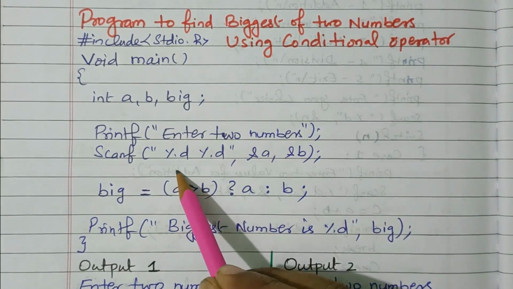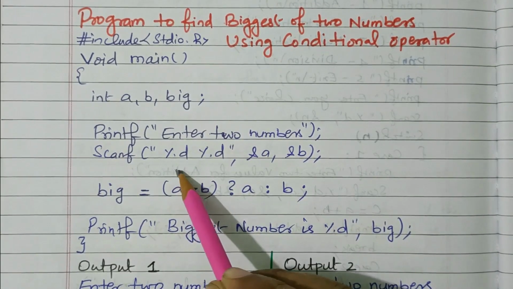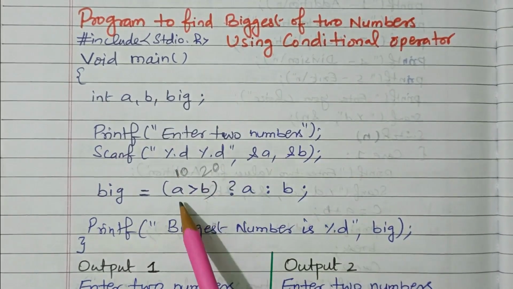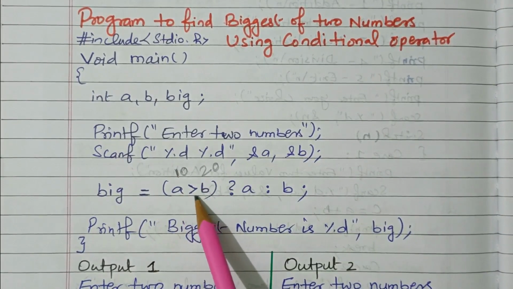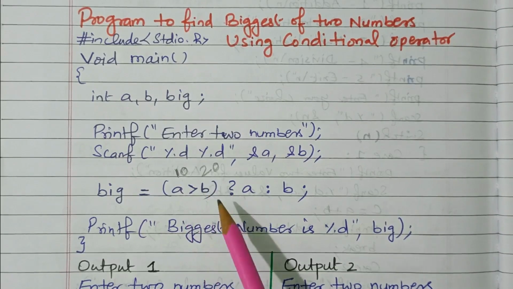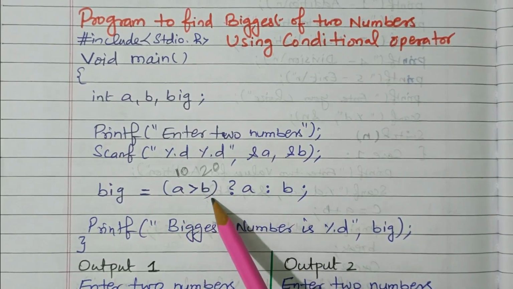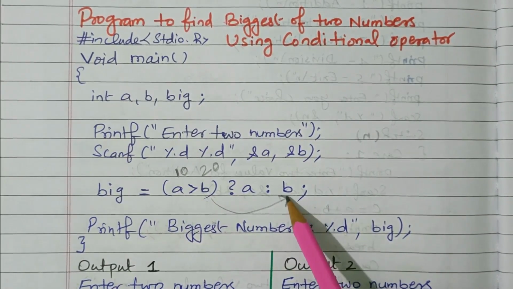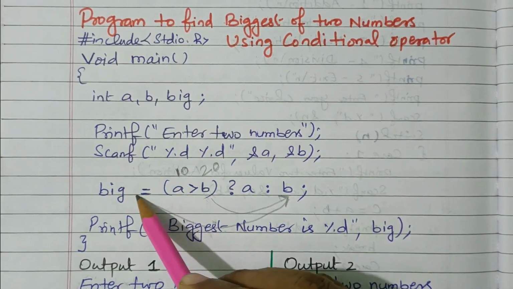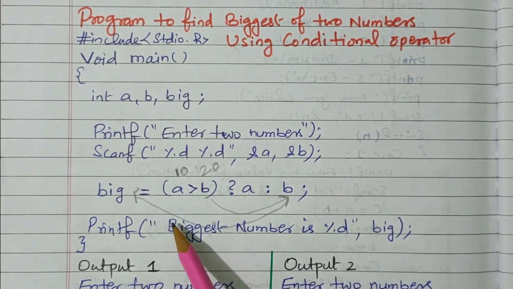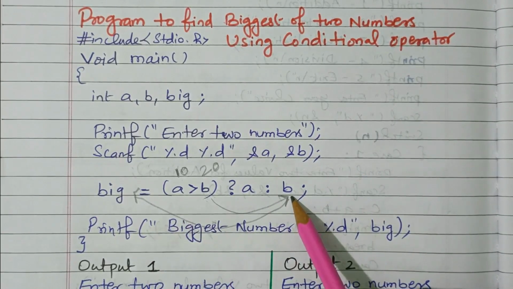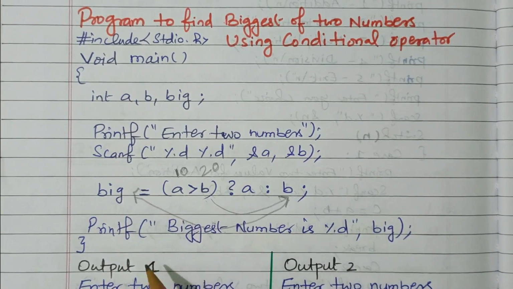We will take one example. The first value is 10, the second value is 20, right? So this condition is now false. This condition is not true. A greater than B: A is not greater, B is greater. So what will happen? The control will go to the second expression, B. So this value will now be stored in the variable big, right? The condition is false, so it goes to the second expression, and that value will be stored.